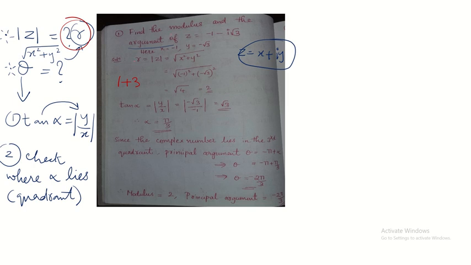Now you have to find the argument. Argument means you have to find theta. To find theta, the first step is to find tan alpha. So I have written tan alpha is equal to modulus of y divided by x. So what is y? Minus root 3 divided by minus 1. So minus minus will be plus, it will get cancelled. If you have any negative sign inside this modulus, that will be converted to positive. So you have root 3 by 1, you have the value as root 3. So tan alpha is equal to root 3.